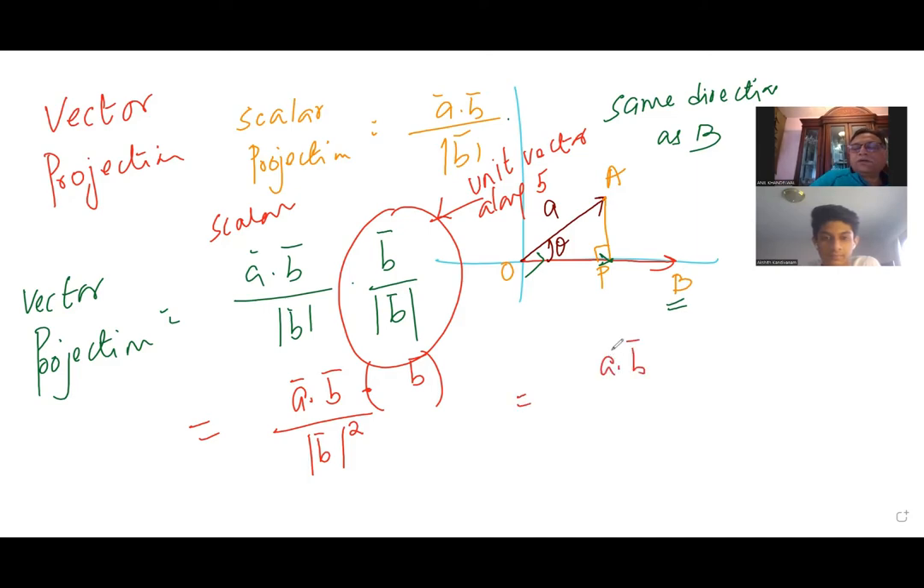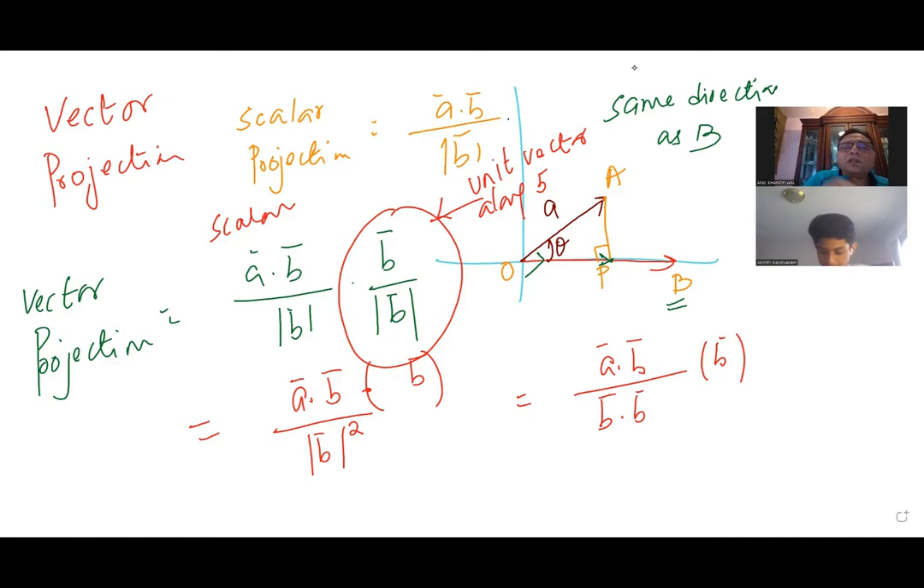So A dot B over B. B dot B will be B squared. Times the unit vector, that becomes the vector projection of A on B. So that is what scalar and vector projection is. I hope this concept is clear. We can now take some examples.